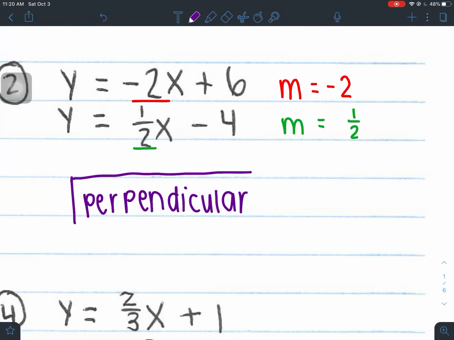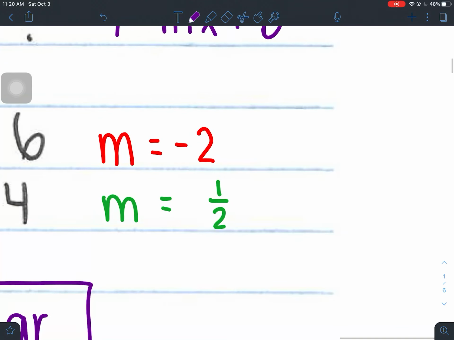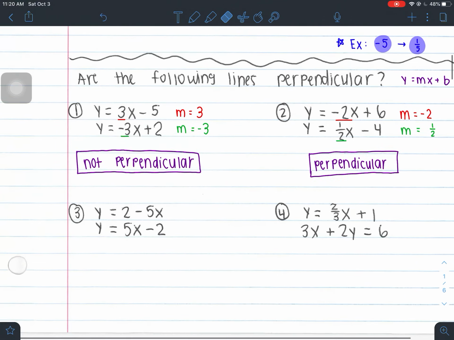Now, why are they perpendicular to each other? Well, if I have negative 2, and I want to make it opposite reciprocal, then the new one would have to be positive, right? And then I would flip the fraction. Right now it's 2 over 1, so it'd be positive 1 over 2, which is exactly what I have in the second one. So these are opposite reciprocals of each other, so they are perpendicular.